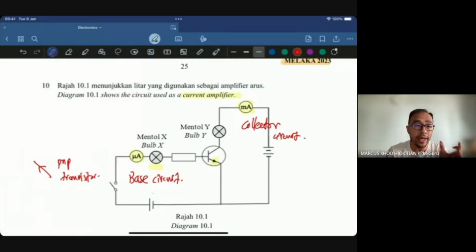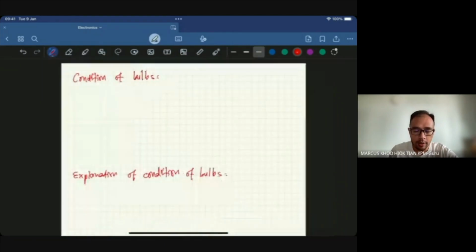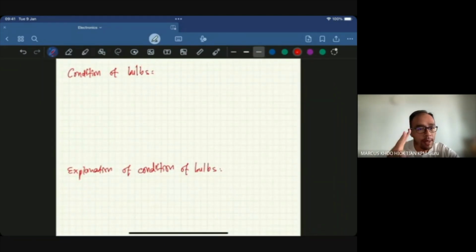Notice that the value of the base current is in microamperes, which is times 10 to the power negative 6. Manakala in collector circuit is milliampere, times 10 to the power negative 3. It's a 1,000 times difference. Okay, 3 zeros at the back. So obviously the brightness is going to be different. So how do we answer this question? 2 marks you allocate for the condition of the bulbs.